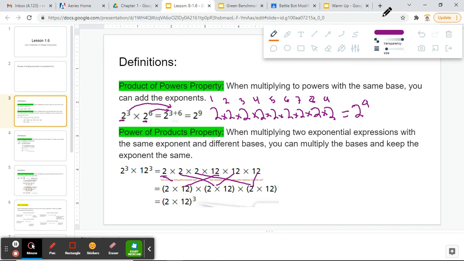So in the middle here, we could just multiply these together because we have 2 times 12 three times. So 2 times 12 to the 3rd. And if we actually do the math, 2 times 12 is 24. So this becomes 24 to the 3rd. Or you could simply use your power of products property to skip to the last step there and just do 2 times 12 with the same exponent. We have to keep our exponent the same in this one here. And 2 times 12 is 24. So you get 24 to the third.